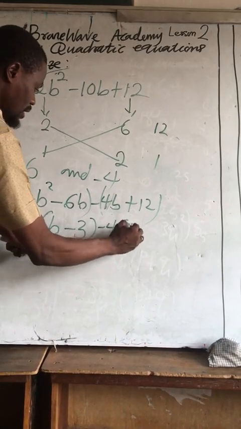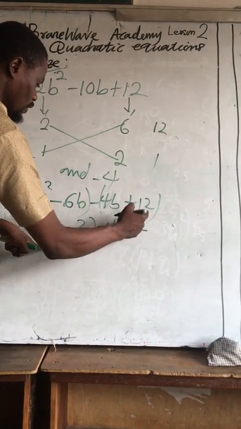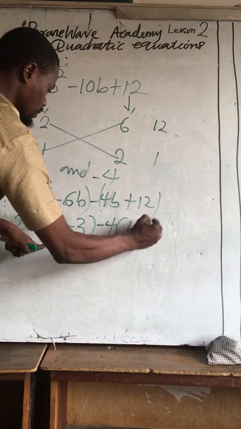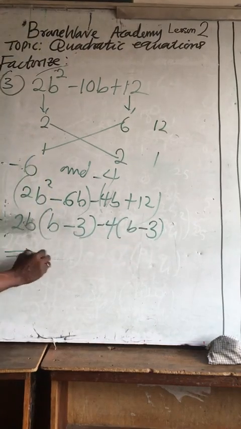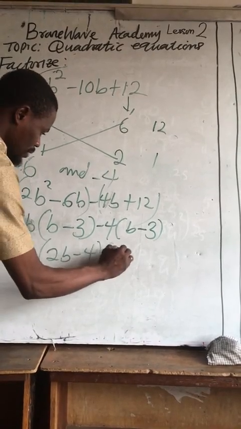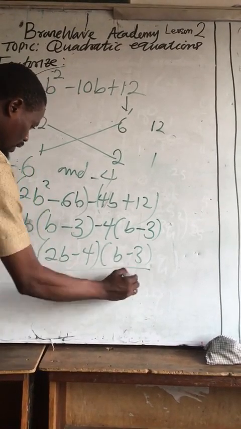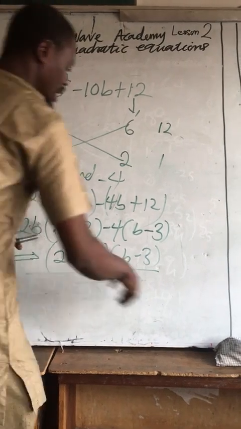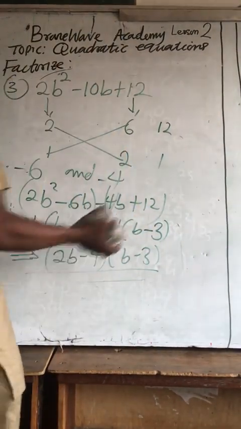Open bracket, b minus times plus is minus. 12 divided by 4, we have 3. Which implies that the answer is what? 2b minus 4. Then what? b minus 3.